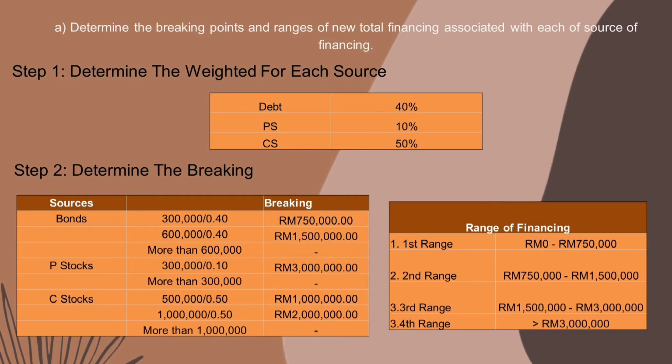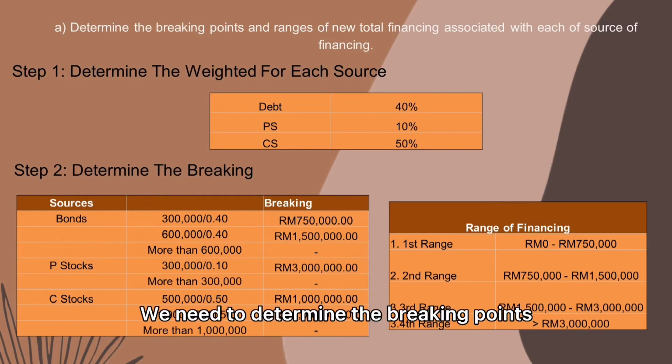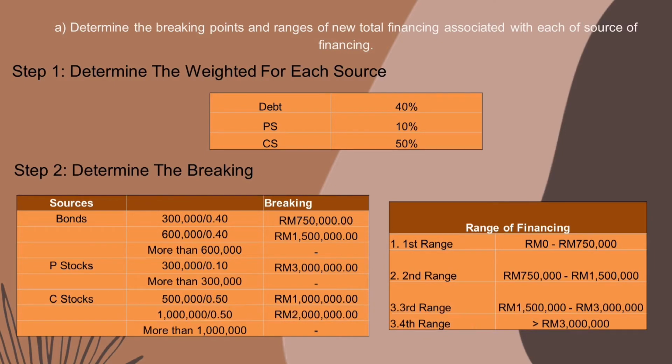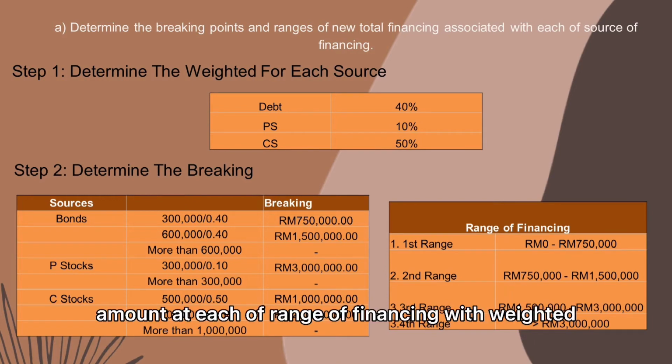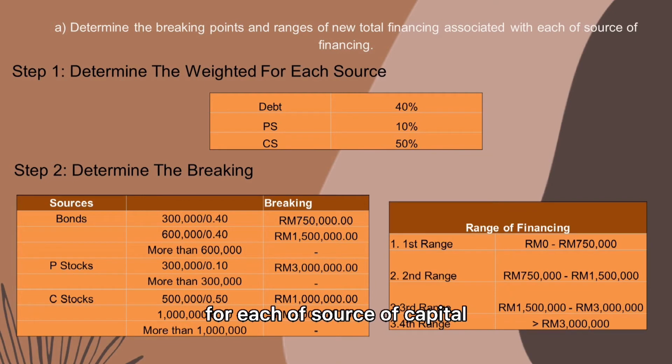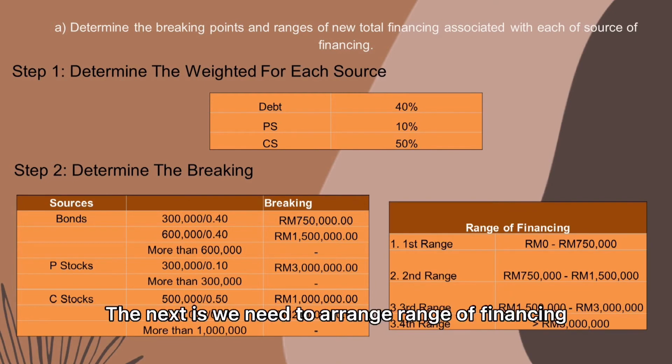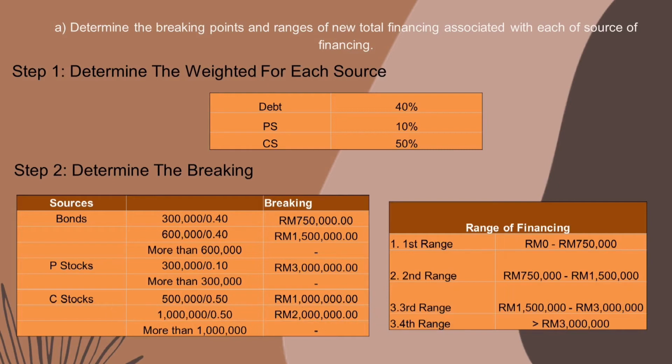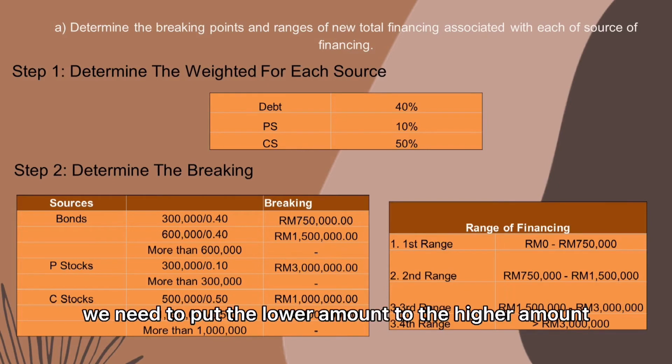For step 2, we need to determine the breaking points. How do we get the breaking point? To calculate, we need to divide the biggest amount at each range of financing by the weight for each source of capital. The next is we need to arrange the range of financing. To arrange, we need to put the lower amount to the higher amount.